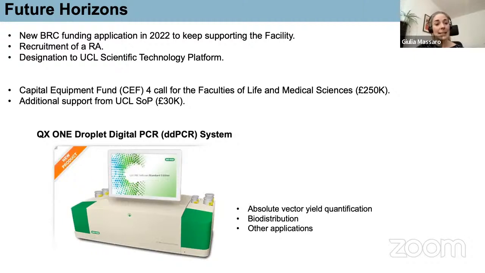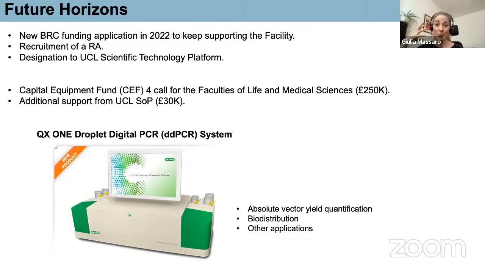In terms of future horizon, well, I have to say that we've been doing quite well in these last couple of years, and the BSc has put forward a new funding application for 2022 for the 5 years, I think, and part of this money is going to go into supporting, again, the facility. And as future perspective, we are thinking of recruiting a research assistant, an experienced research assistant. At the moment it is me, myself, and I, and I'm doing everything, and I'm spending a lot of time because it's very time consuming.